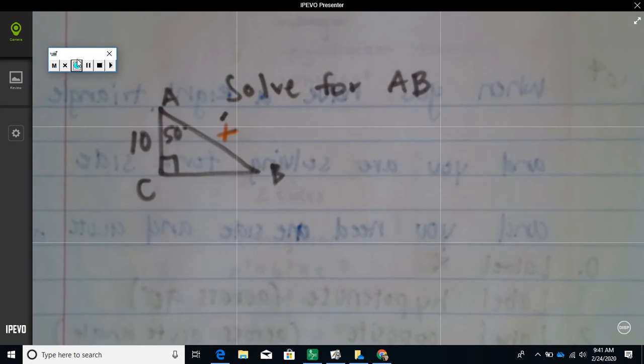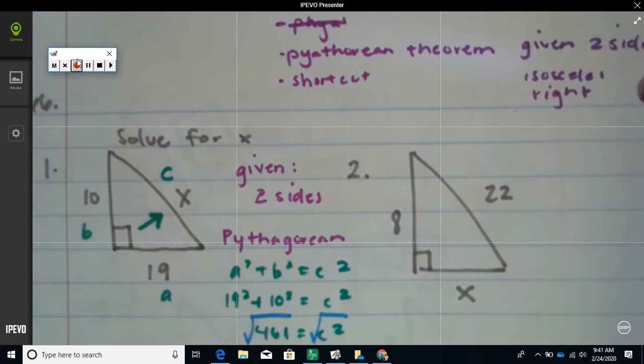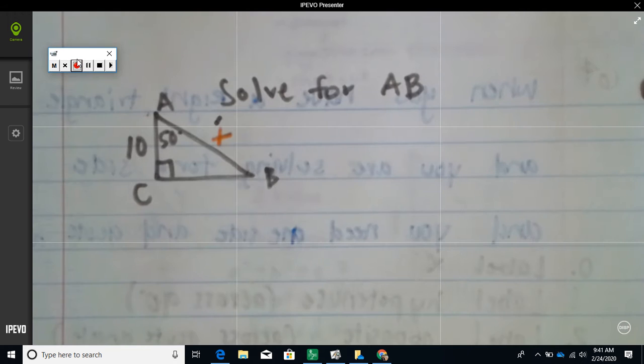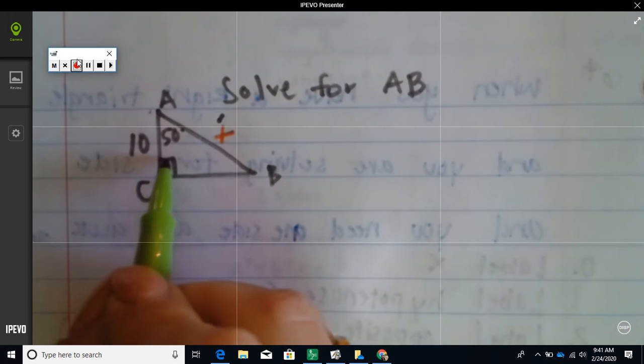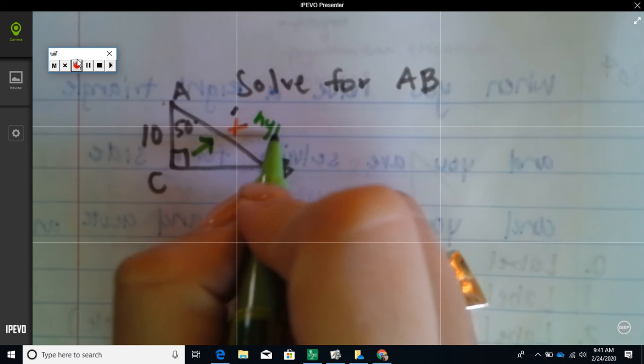So the first thing I do is I label the hypotenuse. The hypotenuse is across from 90. What letter did I make hypotenuse? Okay, hypotenuse is across from 90. So here's the box. Everyone see the box? It's across from 90, so then I write the word hypotenuse.